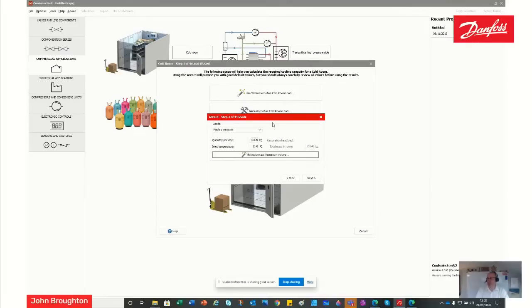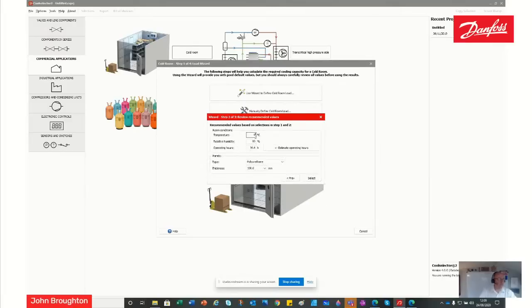And you can do a quick layout of the cold room floor, see where the pallets are going to be placed, see how many you can store, maybe one high, two high, maybe three high, depending on the height of your cold room. And then you can just do a double check to make sure that you can physically fit that much product in that cold store. So we've altered that a little bit. So we've estimated our mass, and we click next.